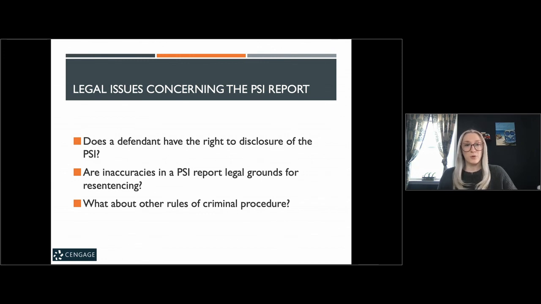So what about other rules of criminal procedure related to the PSI? Once convicted, any evidence that was obtained illegally, as well as hearsay, is now allowed to be put in that PSI report for the judge to consider for the sentencing decision. The Sixth Amendment also does not afford a defendant the right to have their attorney present at the pre-sentence investigation while they're being interviewed. However, some states do allow a defense attorney to indicate to that PSI officer what type of questions they may or may not ask.